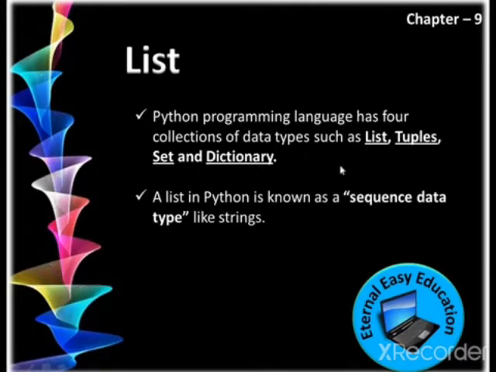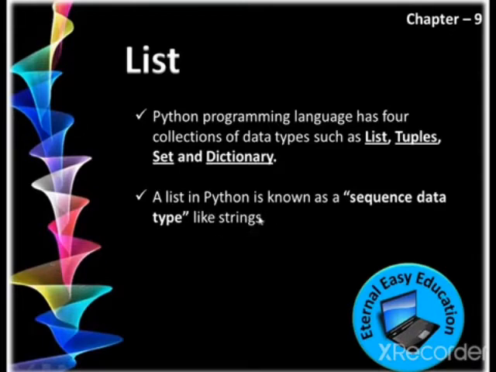In this chapter 9, you are going to learn all the 4, how to create the data type, how to modify, how to delete, everything. In this session, we are starting with list. What is a list? First, it is a data type. Next, a list in Python is known as sequence data type, like strings.